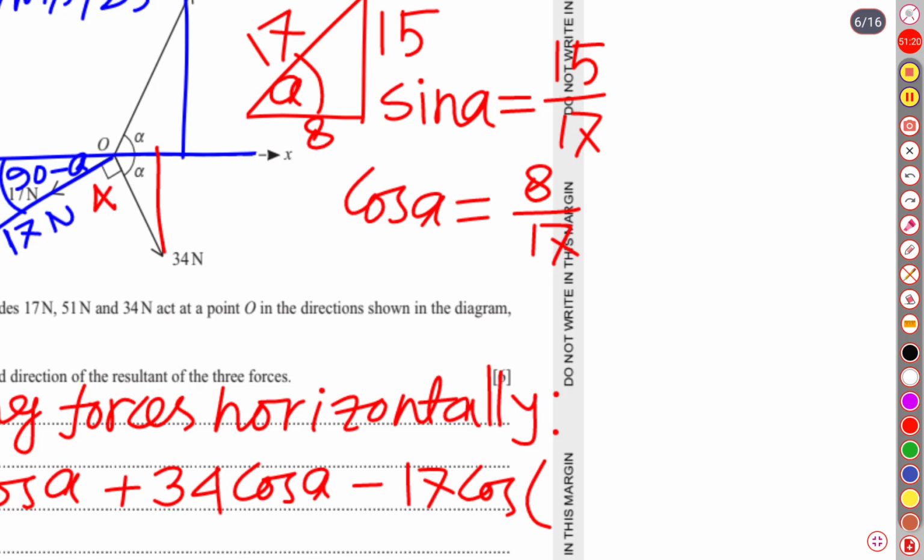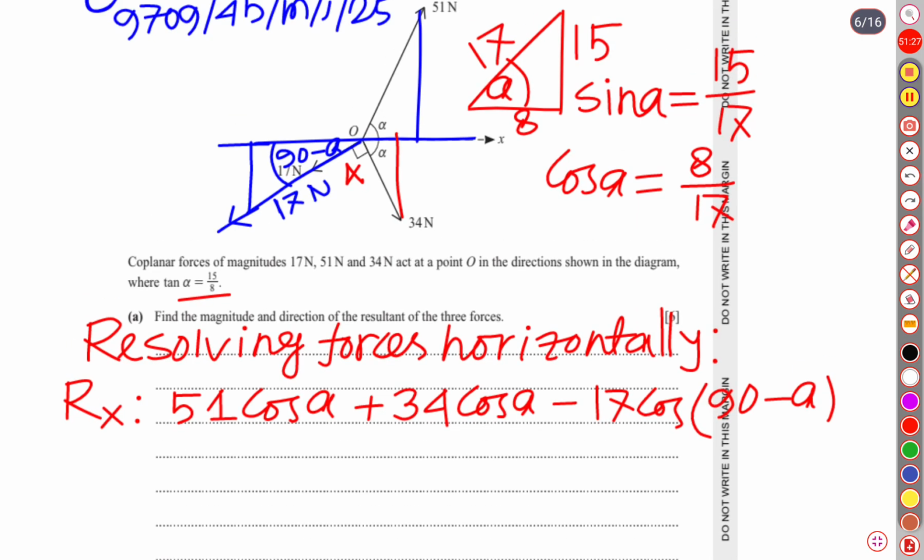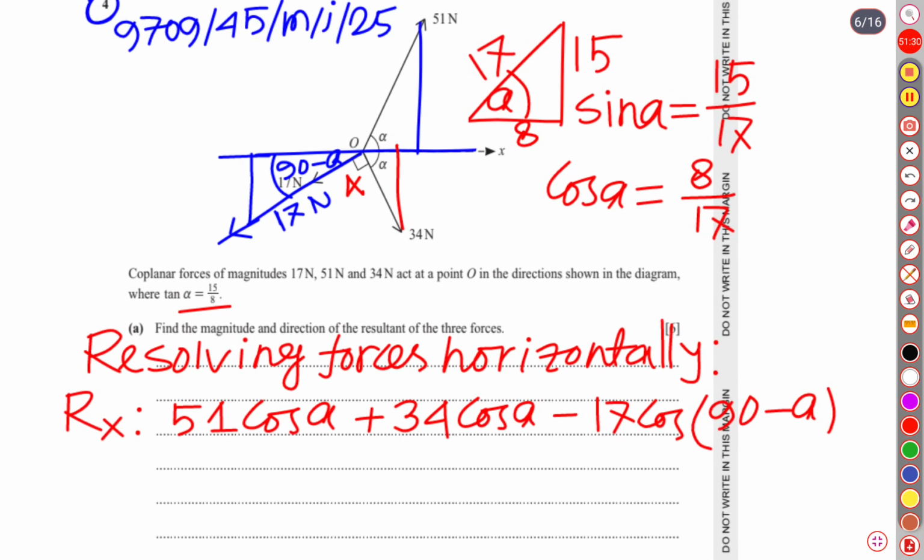90 minus alpha. Well, then if we simplify more, 51 cos alpha plus 34 cos alpha is actually 85. So let us write 85 cos alpha minus 17 cos(90 minus alpha), which is actually sine alpha, so 17 sine alpha.